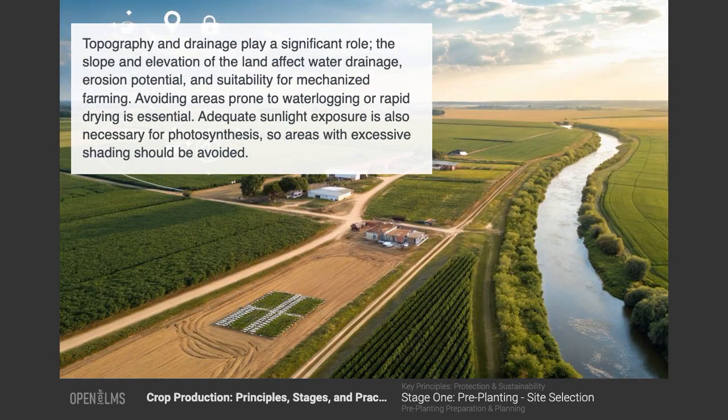Topography and drainage play a significant role. The slope and elevation of the land affect water drainage, erosion potential, and suitability for mechanized farming. Avoiding areas prone to waterlogging or rapid drying is essential. Adequate sunlight exposure is also necessary for photosynthesis, so areas with excessive shading should be avoided.